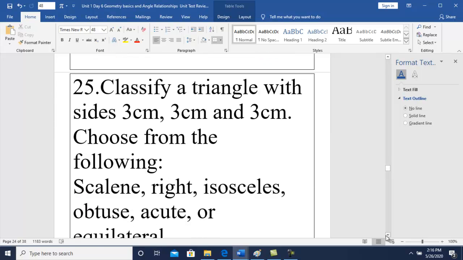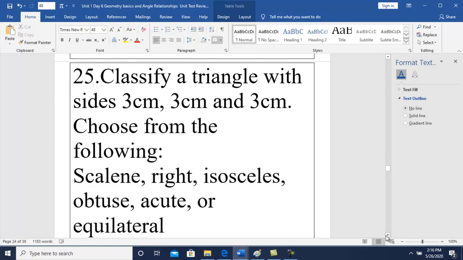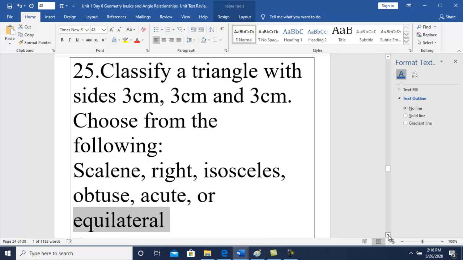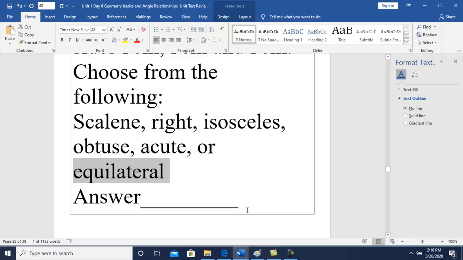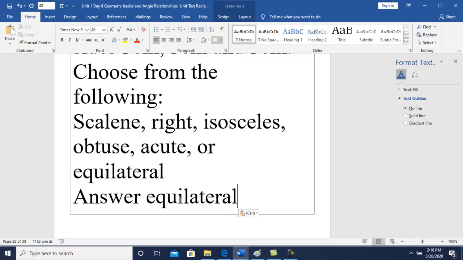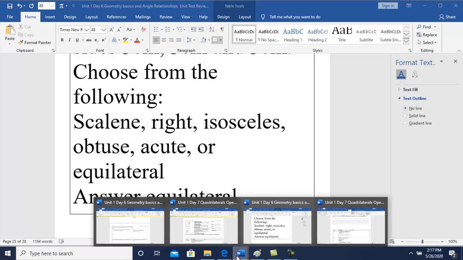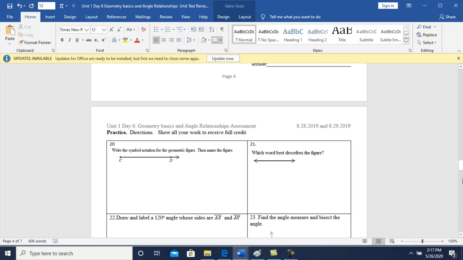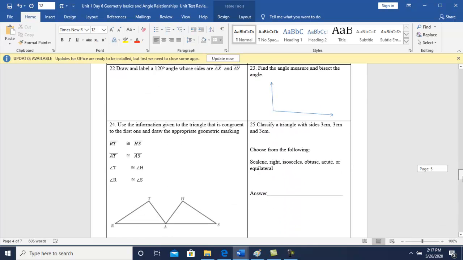And the last one on this page: classify the triangle where all 3 sides are 3 centimeters. The answer we're going to choose is equilateral. A little tip on the word equilateral is that it starts with equal. Think of the sides as equal to each other. Let's make sure we answered all the questions on that page, and we did.